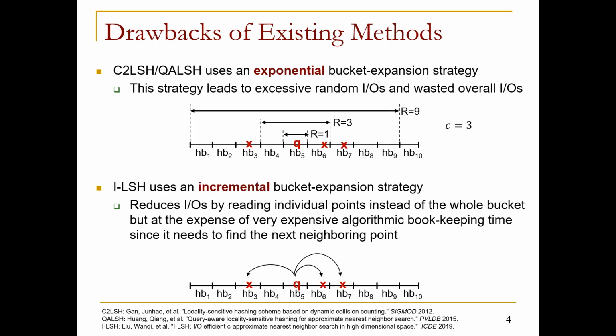On the other hand, ILSH uses an incremental expansion strategy instead of exponential expansion. This way, it reduces the overall IO mainly by reducing sequential disk IOs. However, this reduction comes with the cost of an increase in the algorithm processing time. In our experiments, we show that this bookkeeping has a significant amount of overhead, resulting in overall slower query processing time.